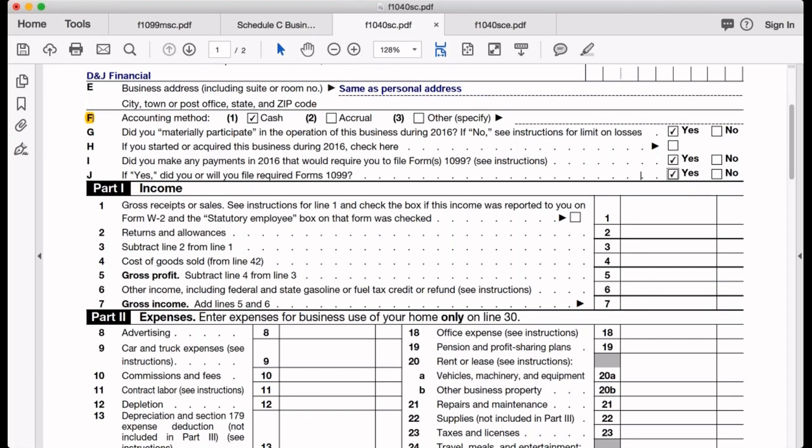So let's say that I work for Olga. Olga's going to pay me $10,000, and then at the end of the year, she's going to give me a 1099 form. But that form needs to go to the IRS as well. So whenever I do my taxes, the IRS has the original form over there.